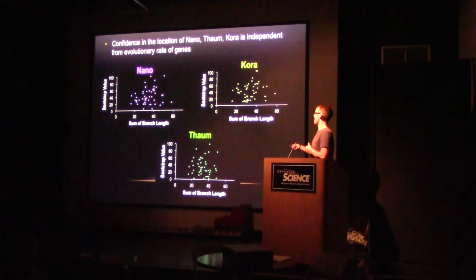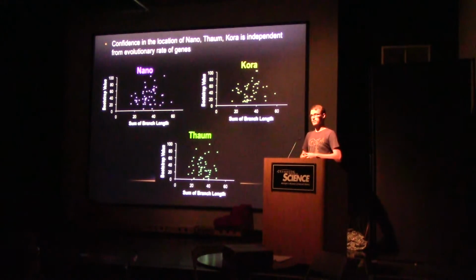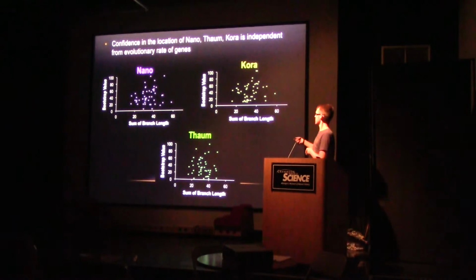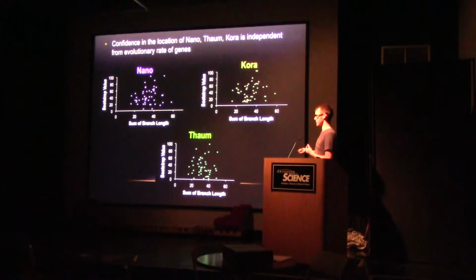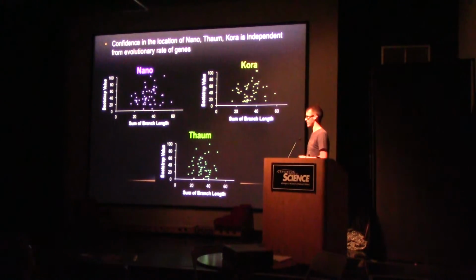So with that in mind, we decided to look at the 50 individual trees to see if there was any relation between the evolutionary rate and how confident we were in the positions of the 3 relatively unknown groups. And as you can see from these scatter plots here, there is no correlation. If I were to put our values up there, it would be right around 0.